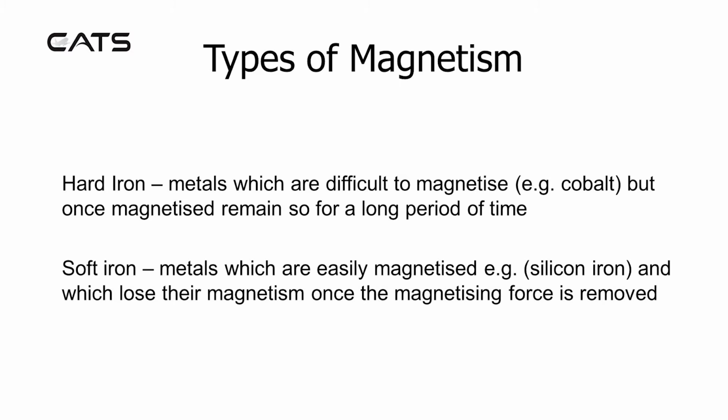Types of magnetism. Hard iron. Metals which are difficult to magnetize, for example cobalt, but once magnetized remain so for a long period of time. Soft iron. Metals which are easily magnetized, for example silicon iron, and which lose their magnetism once the magnetizing force is removed.